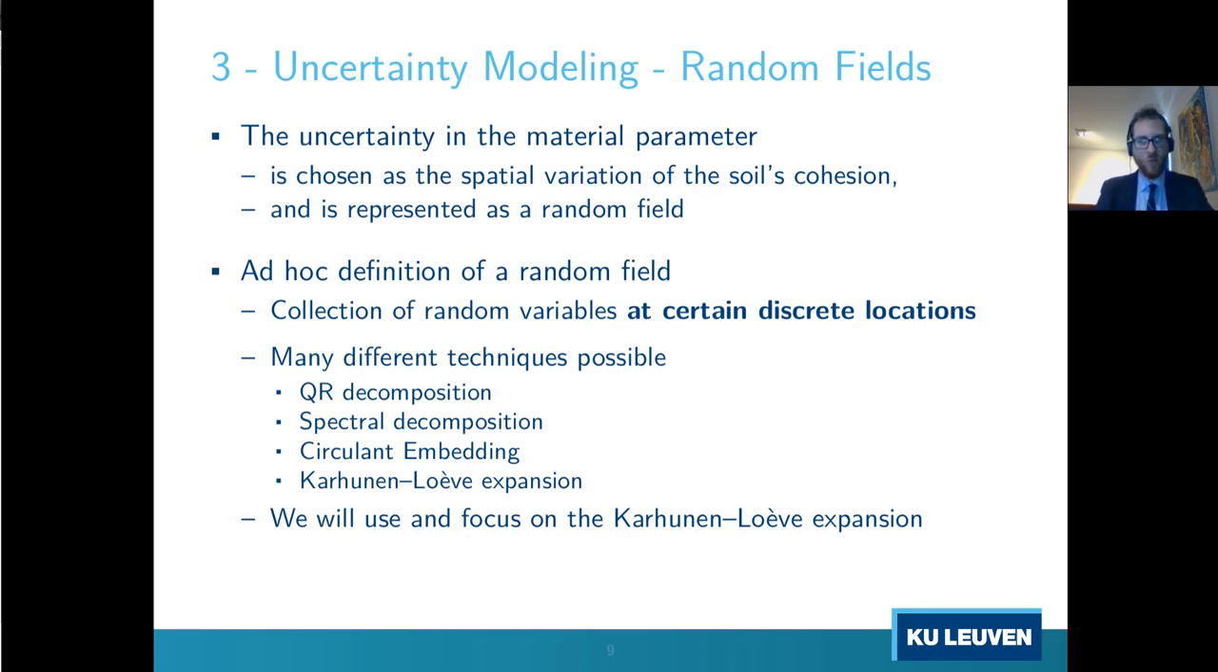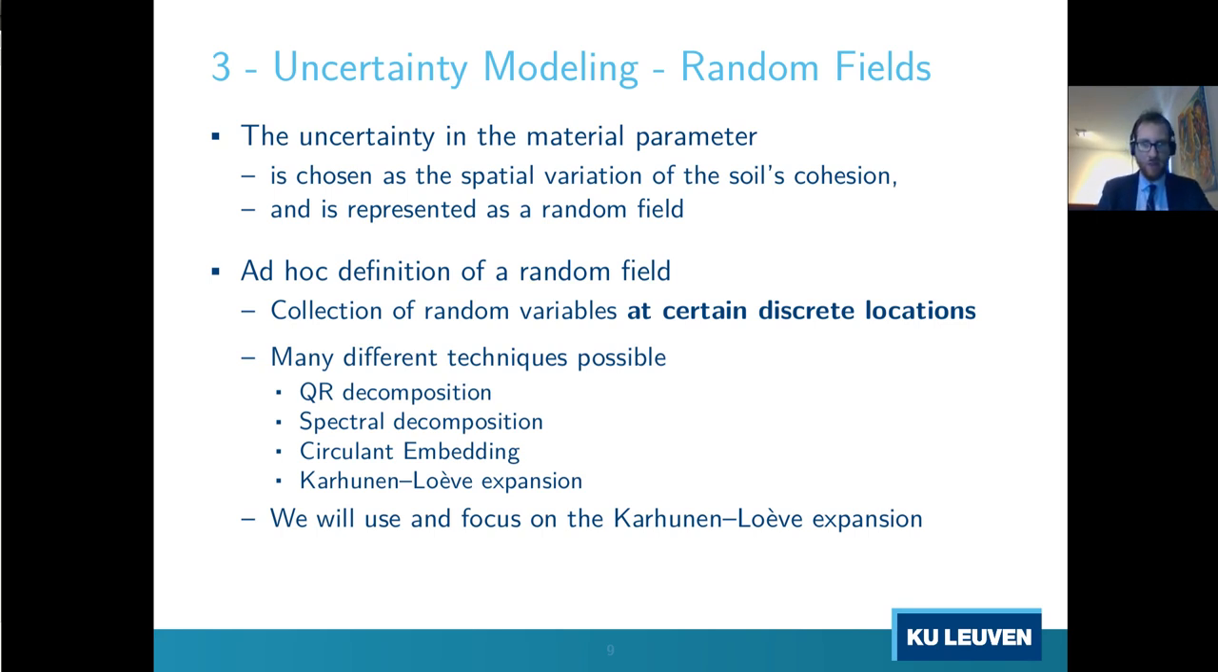So now we move on to uncertainty modeling, the random fields. I said before, the uncertain material parameter is the soil's cohesion. It is spatially varying, and we're going to represent this by means of a random field. Let me give an ad hoc definition of a random field. It's a collection of random variables at certain discrete locations. It's also important to bear in mind that these discrete locations can be chosen by the user.